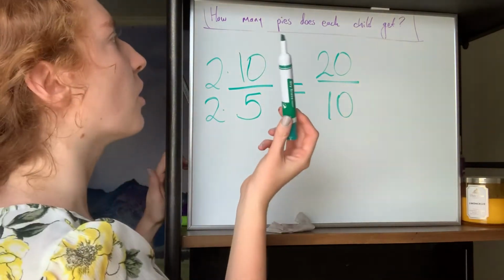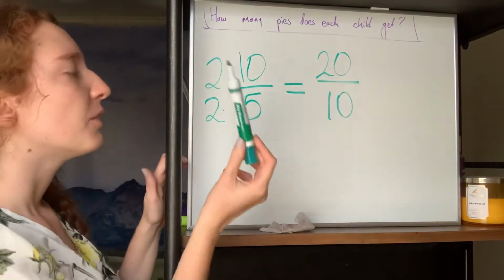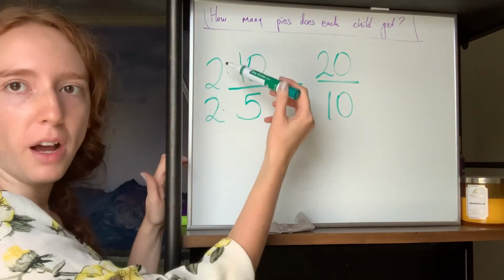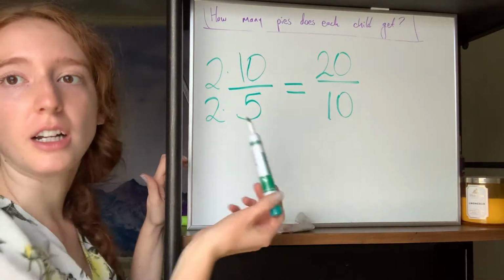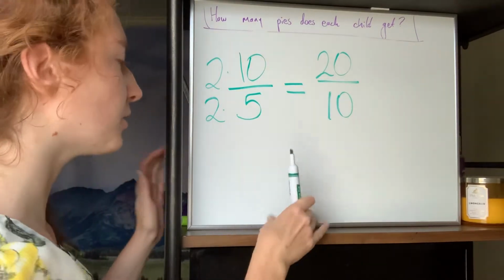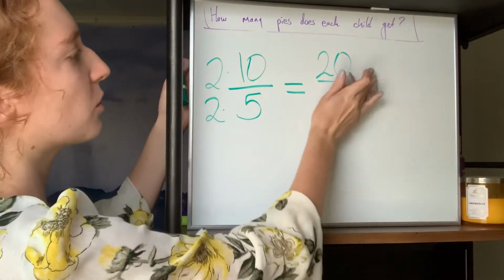So the idea is that if you multiply a fraction by essentially the number 1, you're going to change the way it looks, but you're not going to change its value. And that's a really big deal in fractions, and it will help carry us through the next couple of videos.